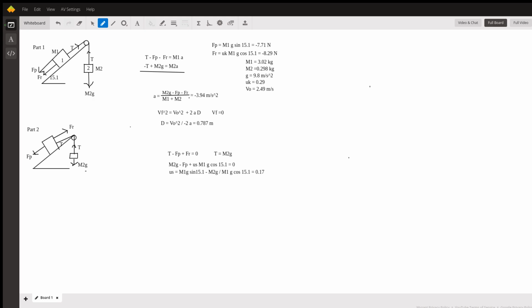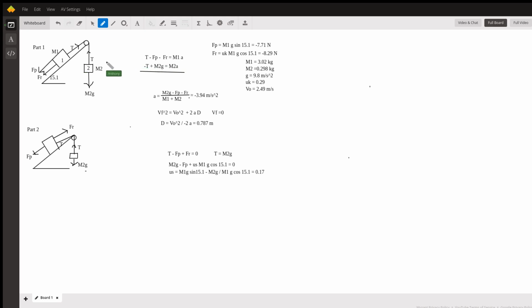Now, what you keep in mind here, you have to be careful that since this block is moving up, this block is moving down. So that would mean that M2G is bigger than T. So when you write the equations for that, it should write M2G minus T. I just rewrote this to show you how to solve the simultaneous equation.